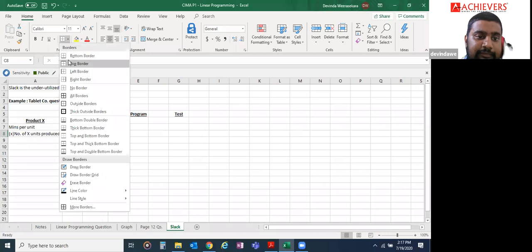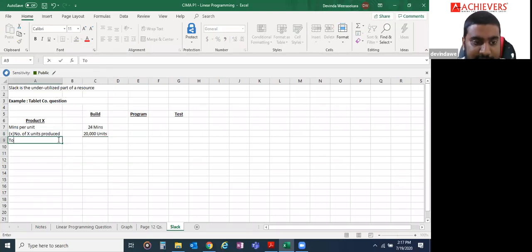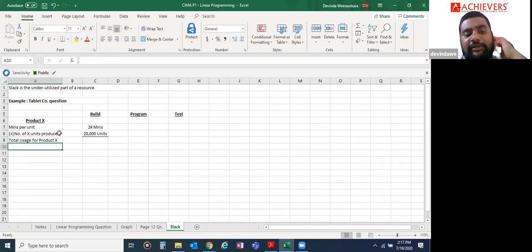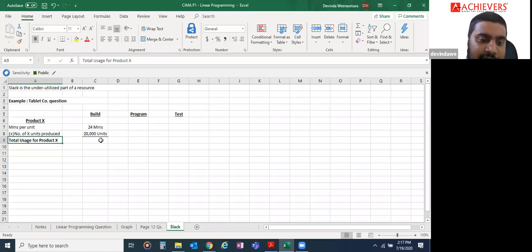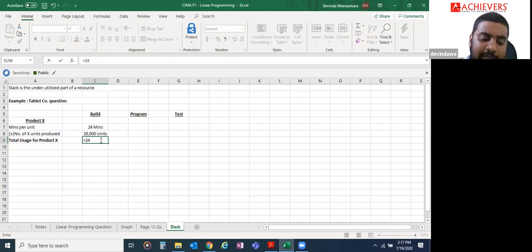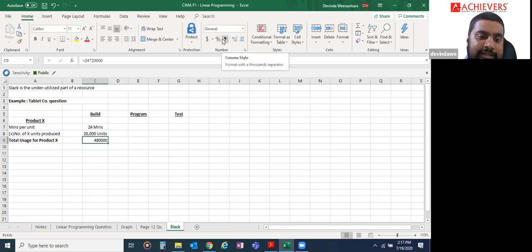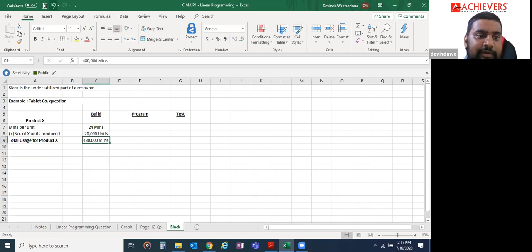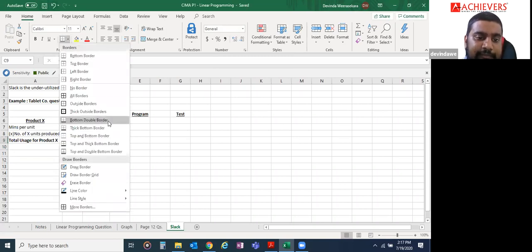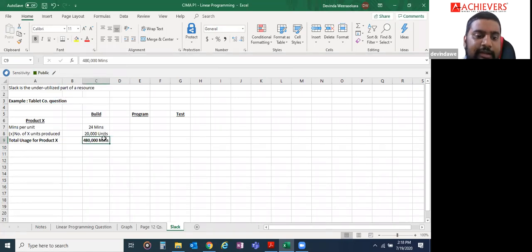Yeah. So that will tell us the total usage for product X, right? So that will tell us the total amount of build minutes that I want for product X. So 24 minutes for 1 unit multiplied by 20,000 units, 480,000 minutes, right? So to produce the 20,000 units of product X, I need 480,000 build minutes. Clear? Any questions on that?